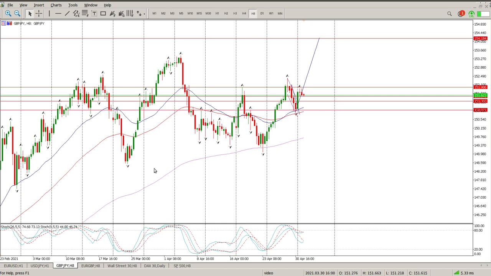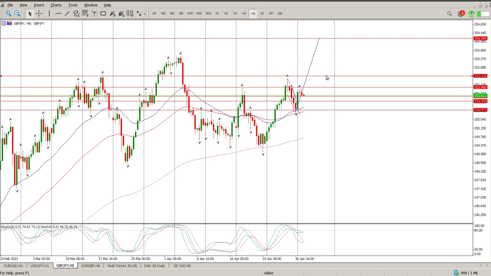If we move across to the pound yen, so British pound yen, we are pretty much still stuck in this sideways motion. We had this flag that I gave you yesterday, we've had a break of the flag and now we're sort of consolidating. I suspect that the flag is going to play out.